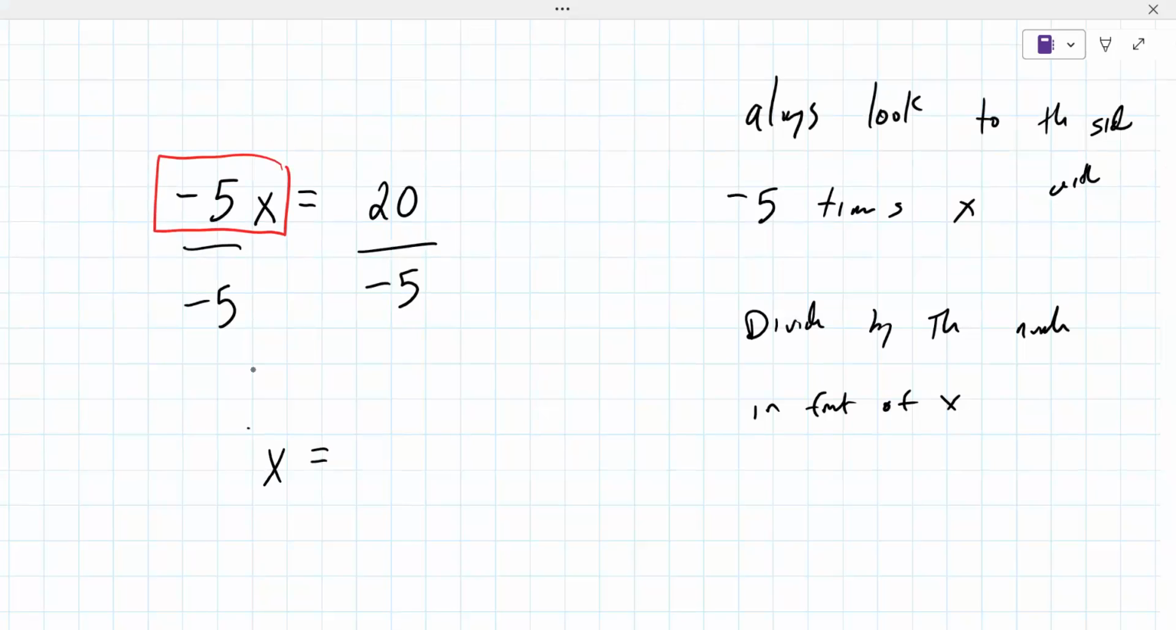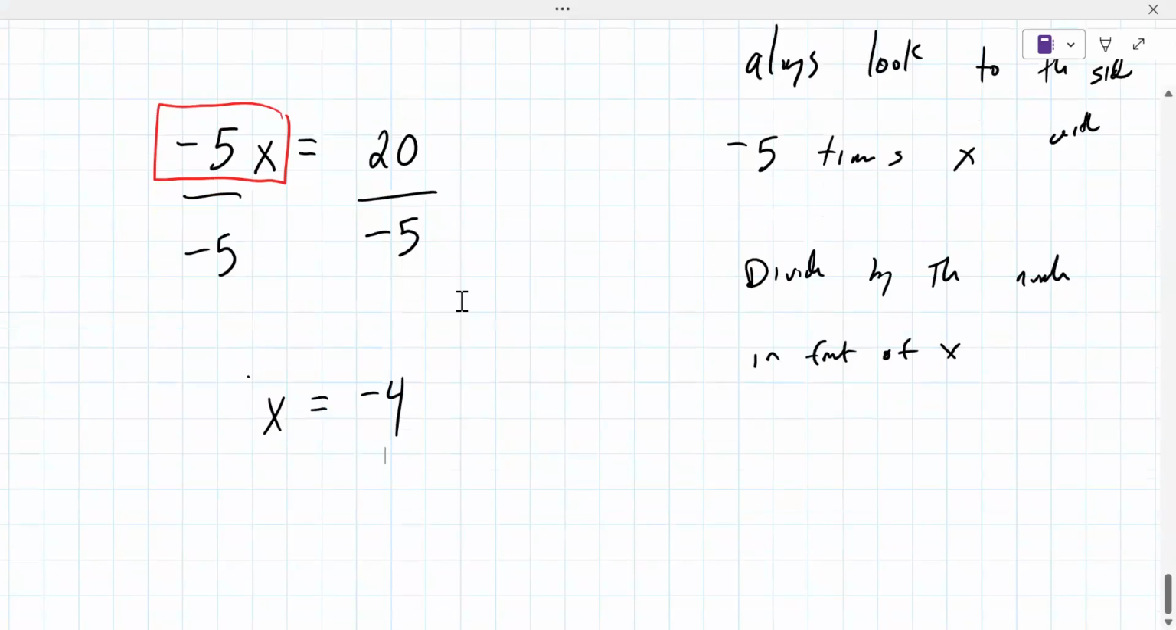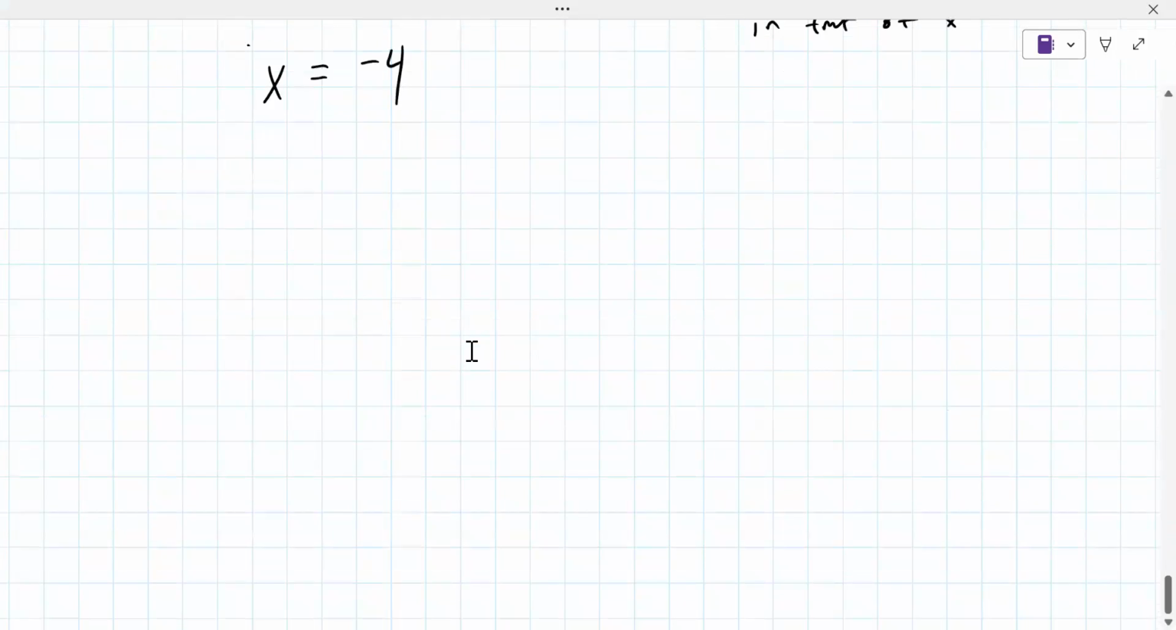So x equals, what is 20 divided by negative 5? Negative 4. Wait, quick review, isn't 20 bigger than 5? Yes, but when you're multiplying and dividing, here are the rules. That's one of the reasons we do this, so we can figure this out.